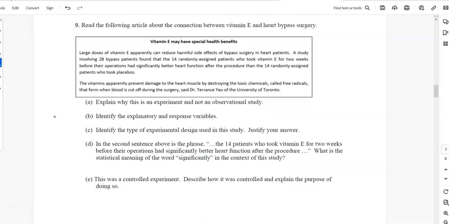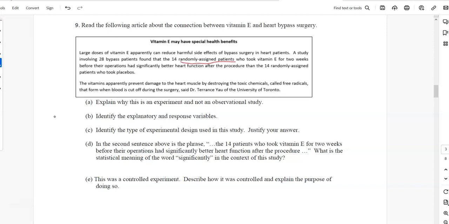Okay, here's a link between vitamin E and heart bypass surgery. Evidently, large doses of vitamin E can reduce harmful side effects of bypass surgery in heart patients. A study involving 28 bypass patients found that 14 randomly assigned patients who took vitamin E for 2 weeks before the operation had significantly better heart function than the 14 randomly assigned patients who took placebos. So there was random assignment, roughly equivalent groups. The vitamins apparently prevent damage to the heart muscle by destroying the toxic chemicals called free radicals that form when blood is cut off during the surgery.